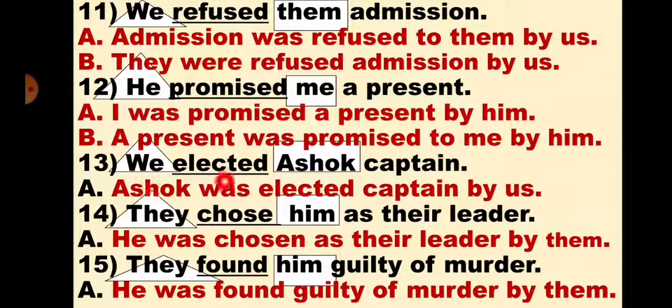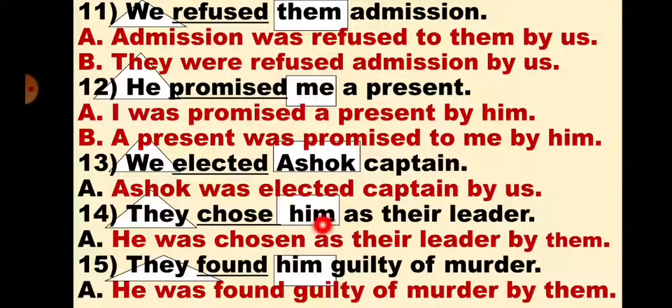13th, we elected Ashok captain. So here we is a subject, elected is a verb, Ashok is an object, captain is an extra word. So here Ashok will come into subject place. Ashok, it's a singular so we'll use verb was. Ashok was elected. Already verb is in the third form so same we are going to write here, elected. Ashok was elected captain, add by, and then we will change into us when it comes into an object place. Ashok was elected captain by us.